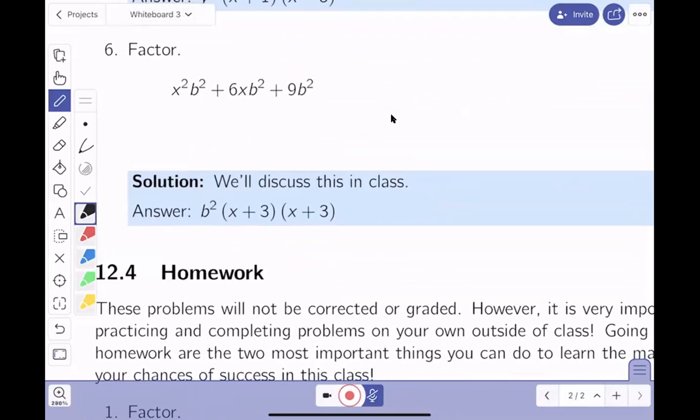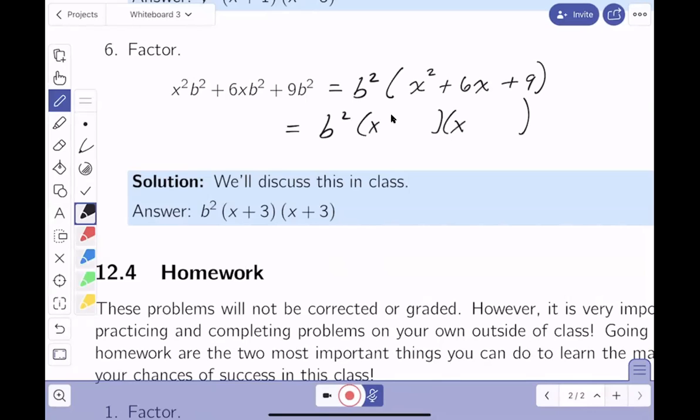And I'm looking at it. And I'm wondering, what's my first step? GCF. B squared comes out. And what does that give you? X squared plus 6x plus 9. Now, this happens to be a special pattern, but I'll be honest with you, I don't care if it's a special pattern. I can still do trial and error on it. So let's put this down. What do you get? B squared.